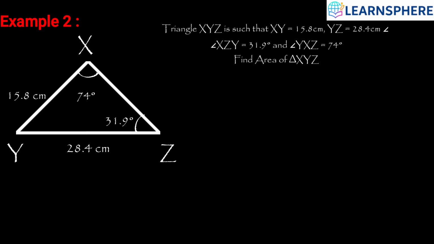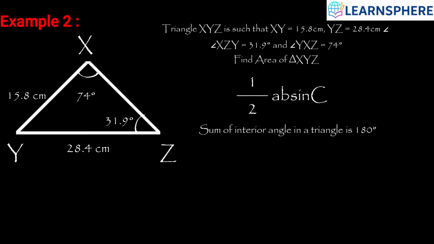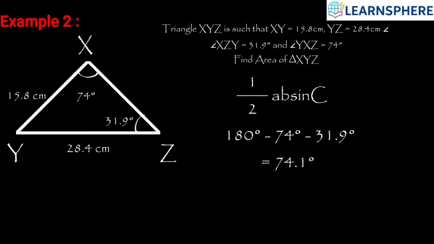Firstly, we know that the formula of area in trigonometry is half ab sine C, where we need to find two sides and an angle that is sandwiched between the two sides. In this question, we have 15.8 cm and 28.4 cm given, and therefore, the angle that we need would be angle XYZ. To find this angle, as we know, the sum of interior angles in a triangle adds up to 180 degrees. We can take 180 minus 74 minus 31.9 degrees to give us 74.1 degrees as angle XYZ.